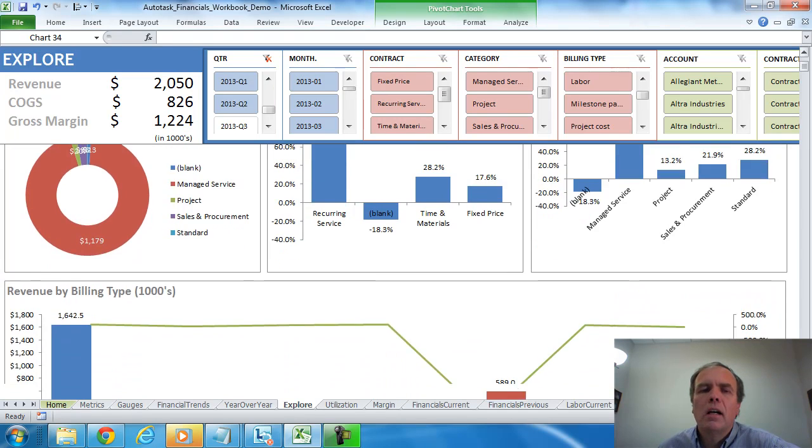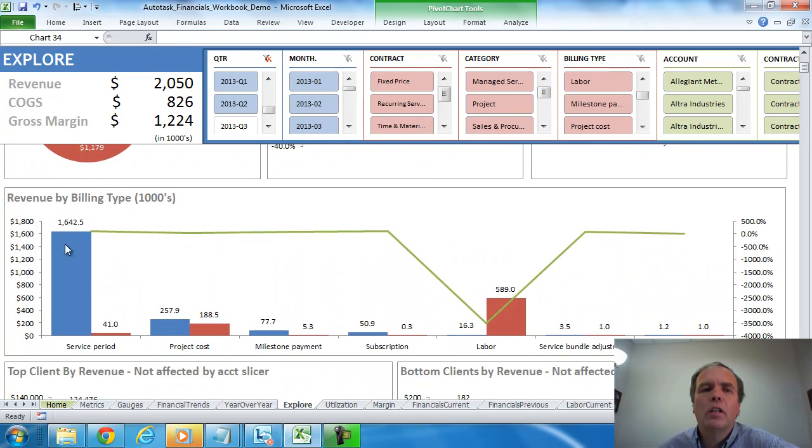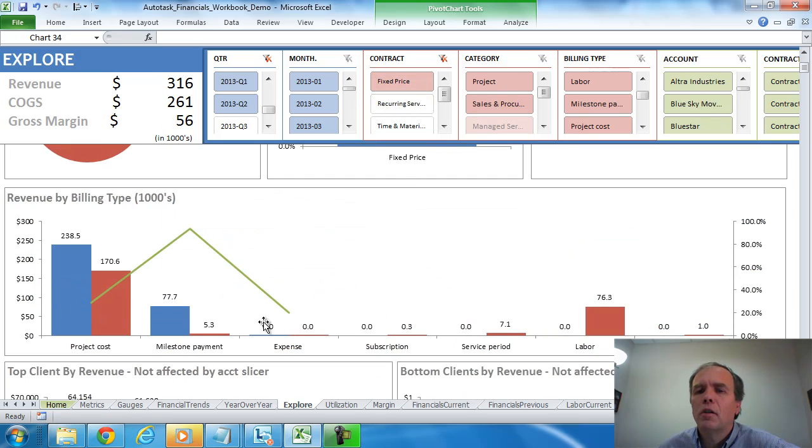Likewise, I can drill into my revenue by billing types. So I can drill in and say I'm really interested in my billing types. And this allows me to drill into things like fixed price and say, just show me my fixed price work and show me how that was doing. My project and project costs, my milestone payments, expenses, subscription, service period, labor. It shows you that breakdown here.